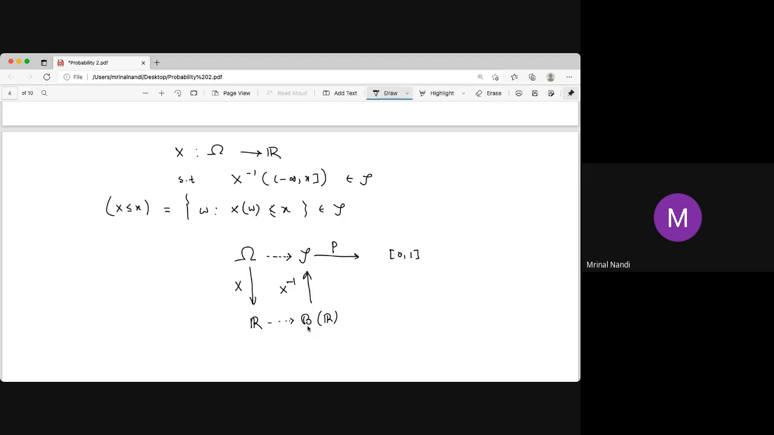Since X is not bijective, the inverse function of X does not exist, but the inverse image of X exists. So there is that inverse X inverse, not as a function from R to omega. It is a function from the Borel sigma algebra to the event space. Now we have to complete the story with a probability measure. We need one more thing to complete the story. Once we complete the story, then we can forget all the event space and sample space, this scenario.